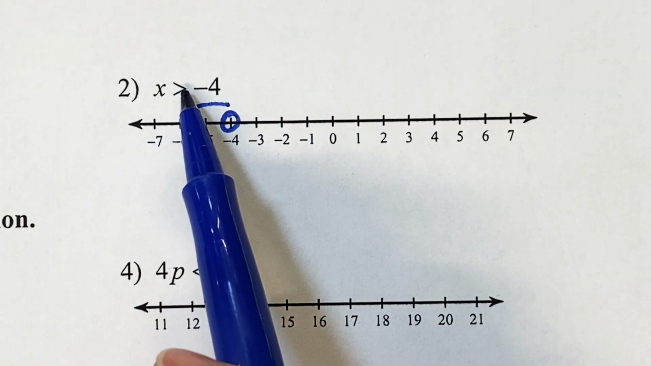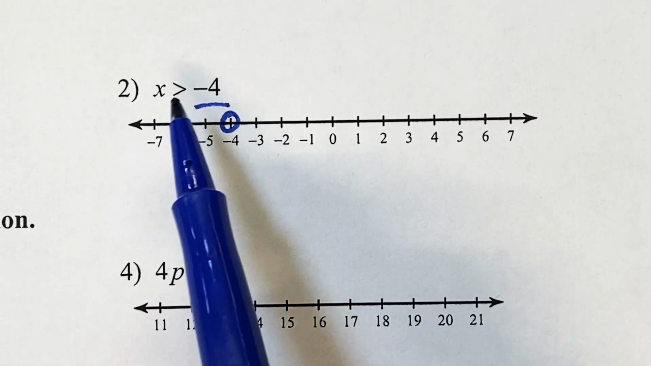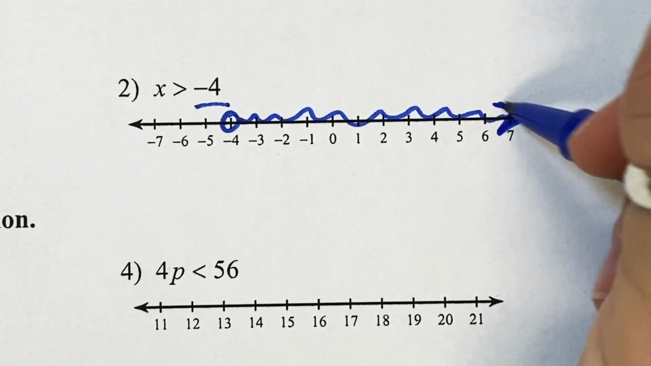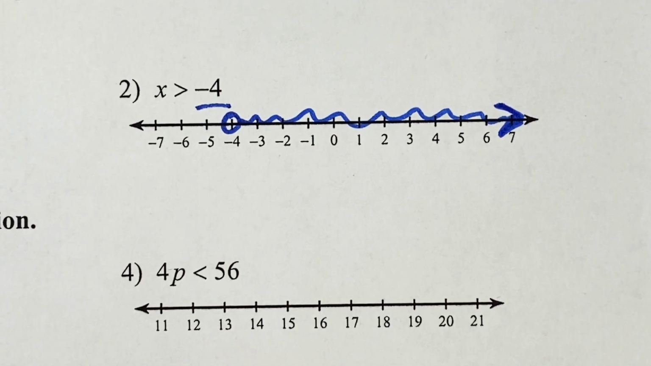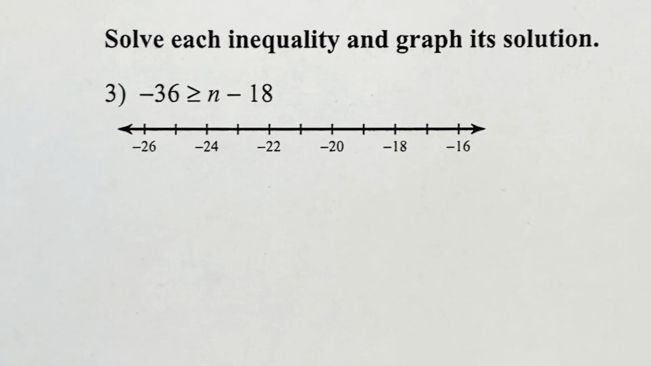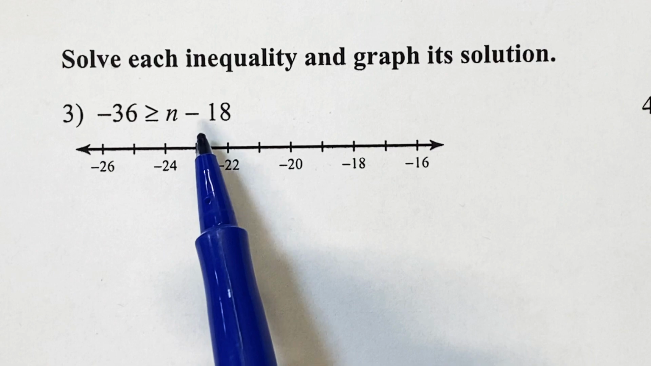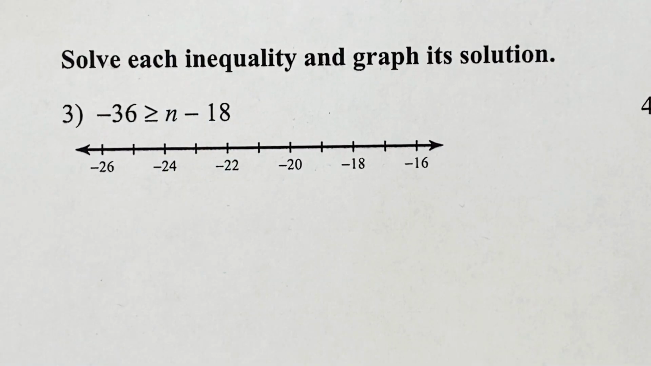Okay, so now you can think of it 2 ways. My variable came first, so you can turn that into an arrow. The arrow's pointing to the right, or you can say x is greater than, okay, bigger. Well, I know my numbers to the right are bigger than -4. Okay, beautiful. So that's when we're graphing when our variable is all by itself. Okay, so now let's look at number 3. So number 3, we cannot graph it quite yet because my variable is not all by itself. I still have this -18 attached to it.